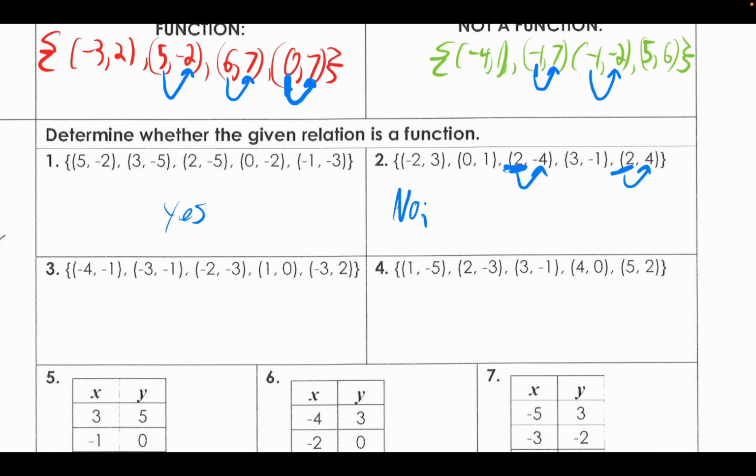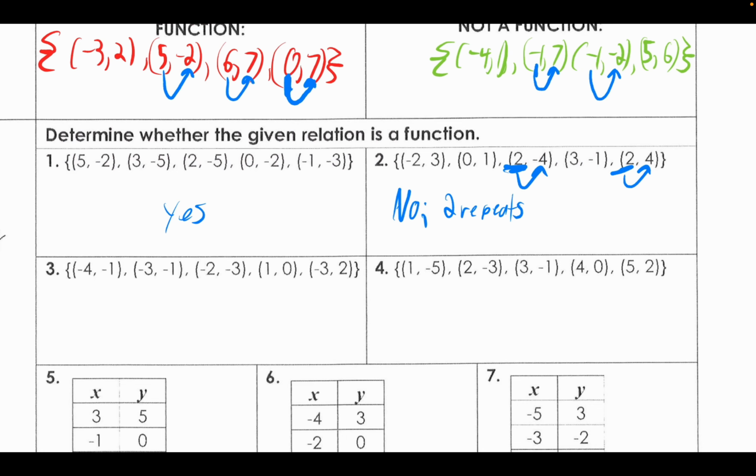And a reason could be that 2 repeats, or 2 goes to multiple y values, or 2 goes to -4 and to 4. Anything like that would work. Number 3 here. So is this one a function? Why don't you try number 3 and 4 on your own, and then play the video back after you try it.